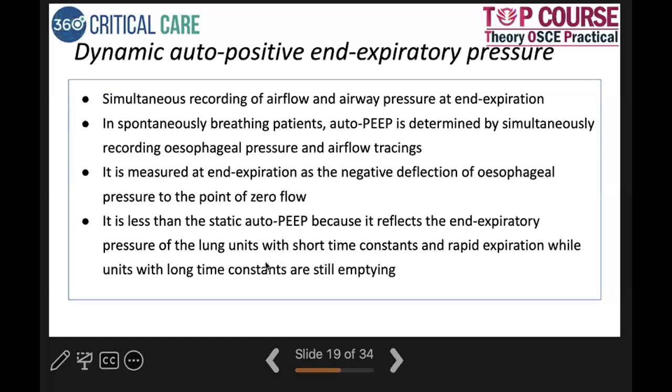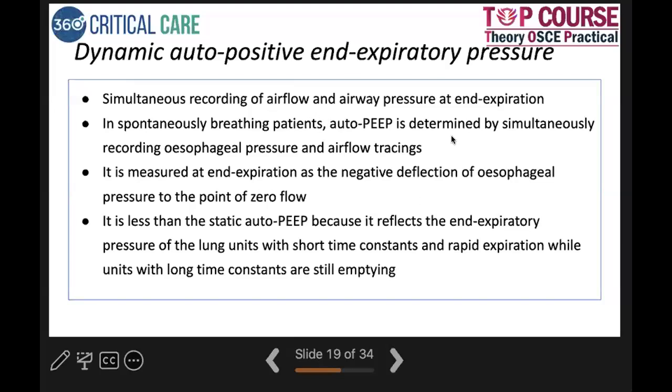Whereas dynamic auto PEEP is where you are going to record the airflow as well as the airway pressure at end expiration, but you have to have an esophageal monitor for this, which will show us the esophageal pressure, which is just a reflection of the pleural pressure, and you will have the airway pressure through the endotracheal tube. So with the particular device, you can see the esophageal tracing, the airflow tracing, the auto PEEP tracing, and you're going to continuously monitor the auto PEEP. So this is called dynamic auto PEEP measurement. Okay.